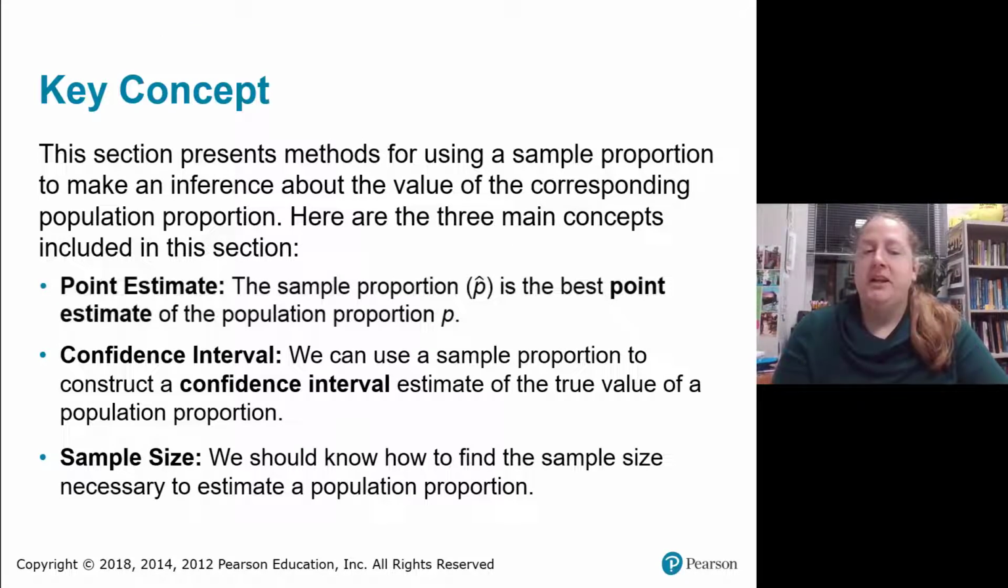There are three main concepts that we're going to talk about. The first is that of a point estimate. A sample proportion is the best point estimate of our population parameter, or a population proportion in this case. We're going to talk about what a confidence interval is and how we can determine one and how we should interpret that. And then we'll also talk about how we can find the sample size that we need in order to estimate a population proportion.